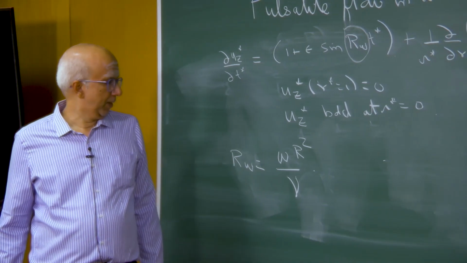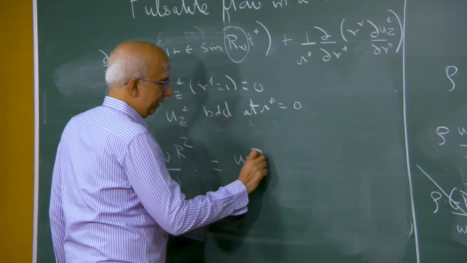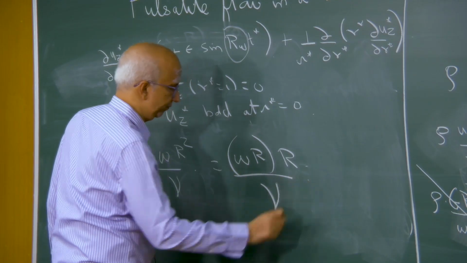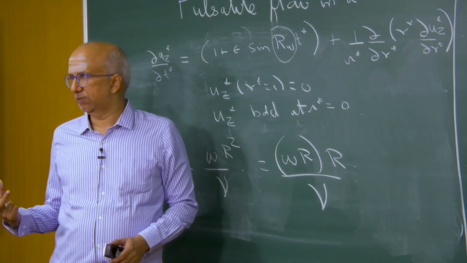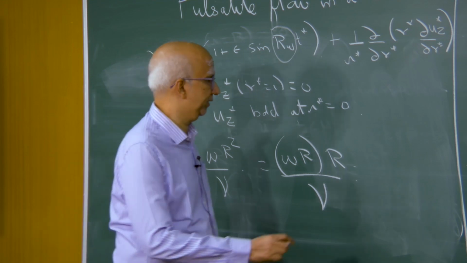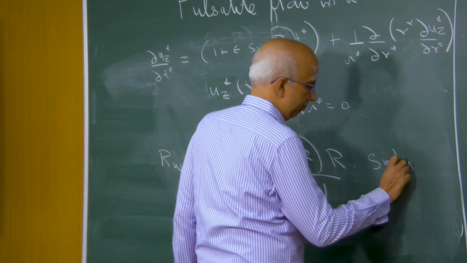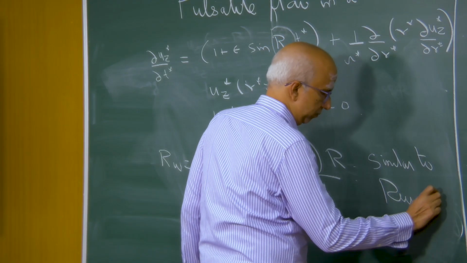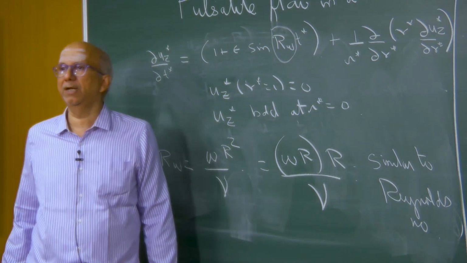Now, what one can do is try to bring in a physical interpretation for this. This omega multiplied by r is some kind of a velocity, r is a length scale, and nu is the kinematic viscosity. So, you can think of this as similar to a Reynolds number. This is one possible interpretation.